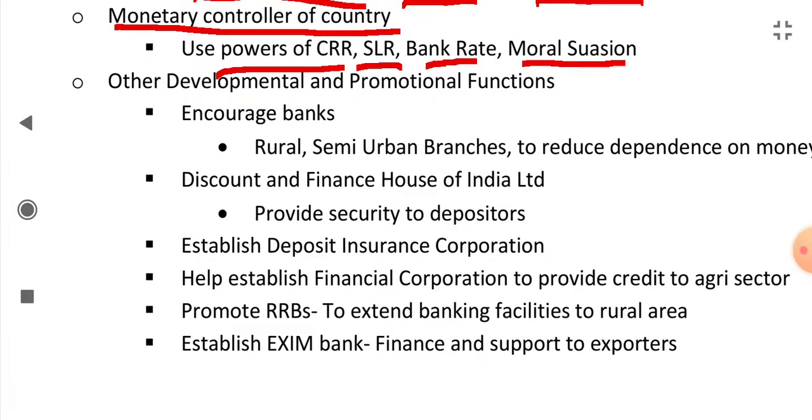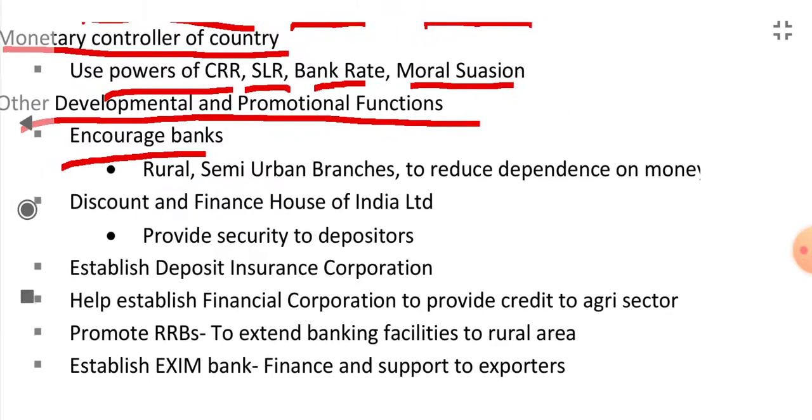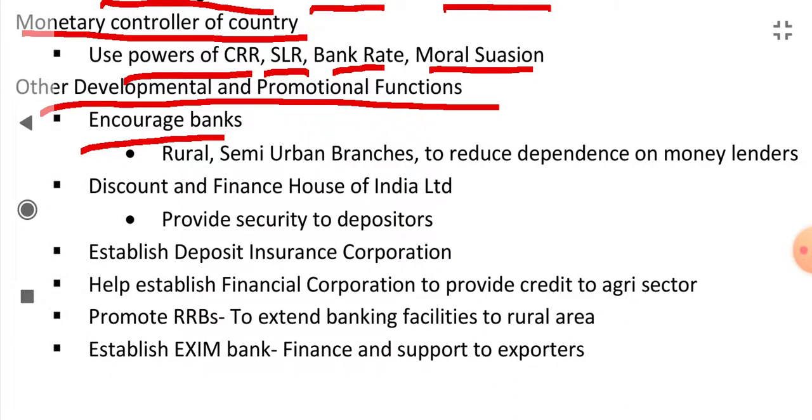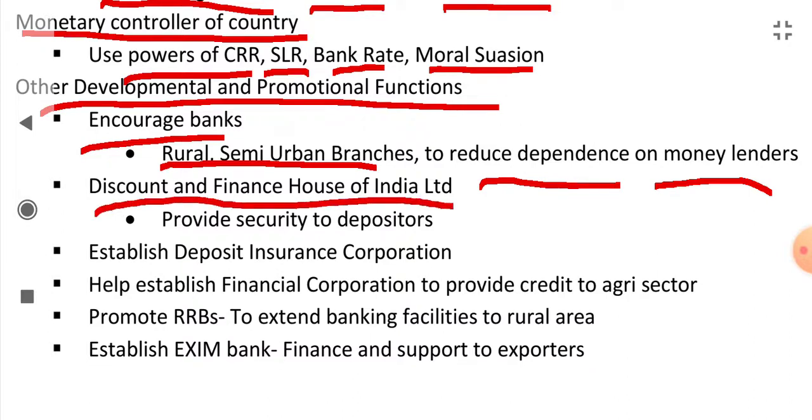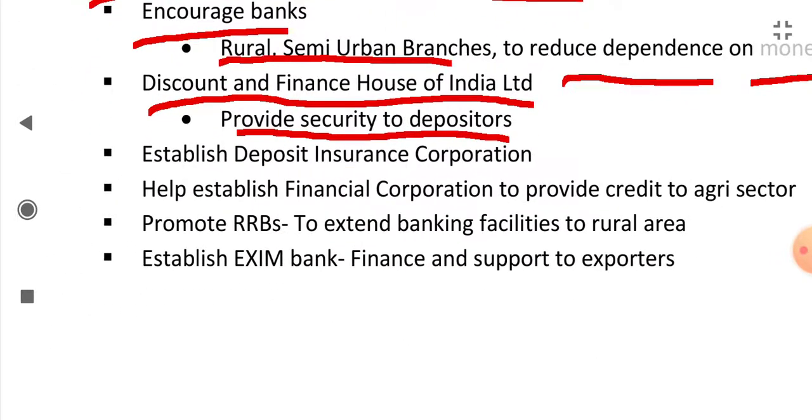Other developmental and promotional functions of RBI are: it encourages banks to open rural and semi-urban branches so that the population of rural and semi-urban areas can reduce their dependence on local money lenders. RBI established the Discount and Finance House of India to provide security to depositors. It helped establish the Deposit Insurance Corporation.